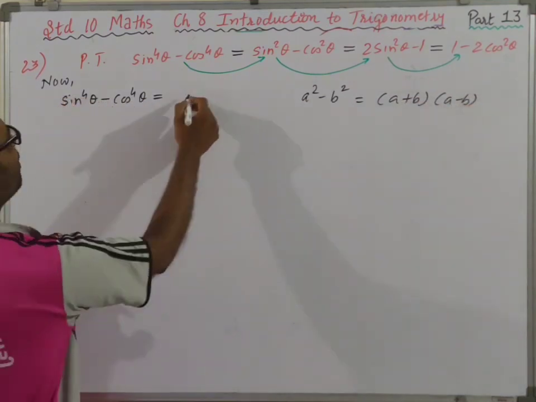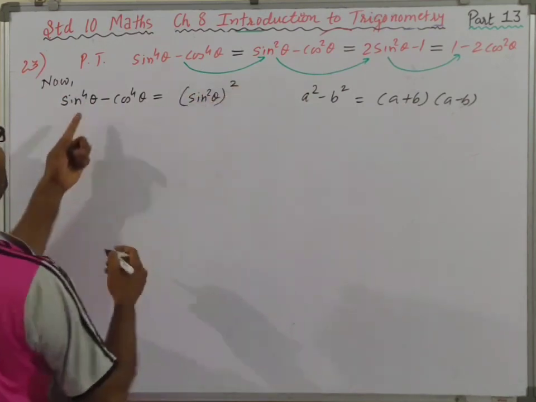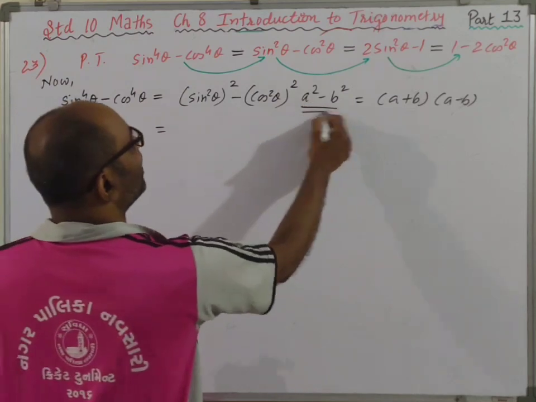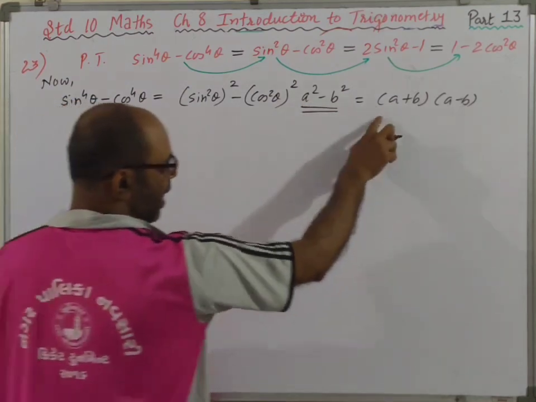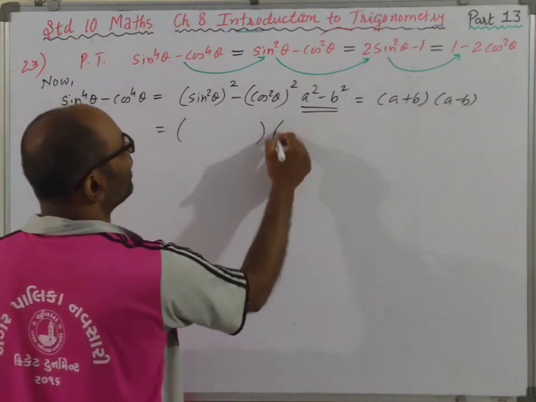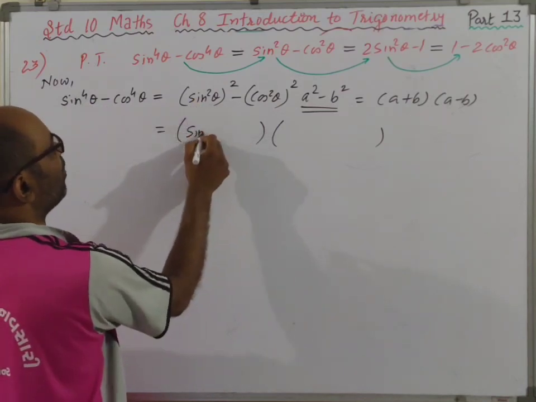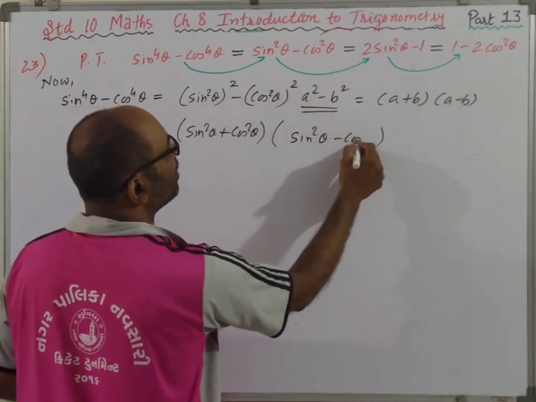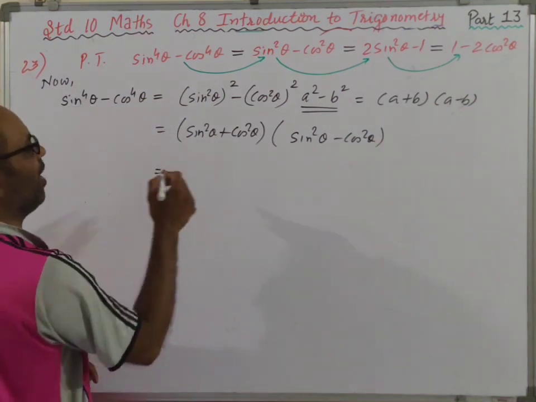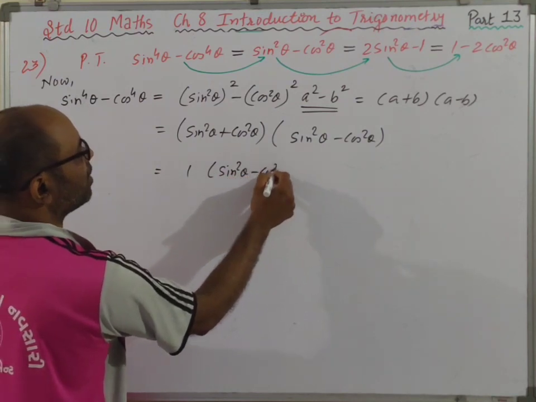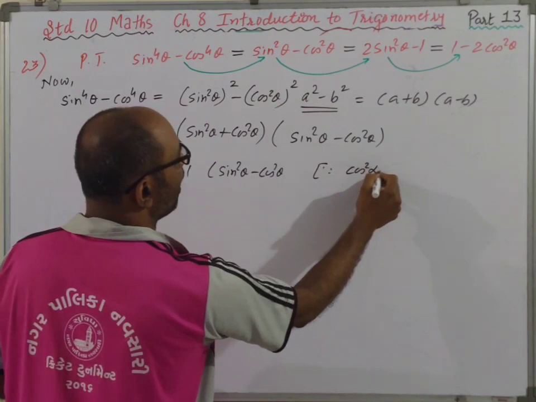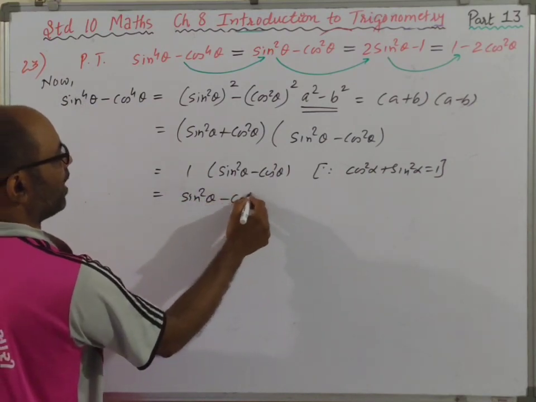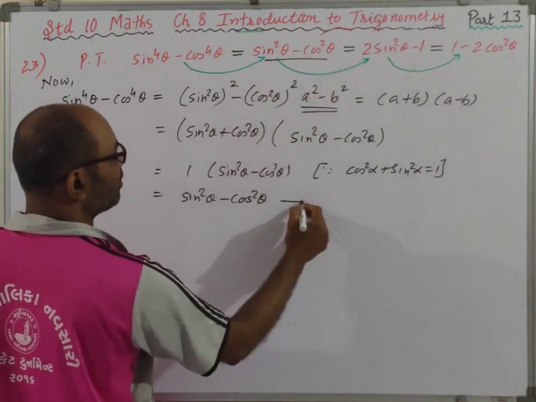So let's use that. First, sin square theta whole square, because the degree is raised to 4. Minus cos square theta whole square. Now it looks like a square minus b square form, isn't it? So a plus b into a minus b. So first bracket into second bracket. But what is a? Sin square theta, and b is cos square theta. Compare, so a plus b is sin square theta plus cos square theta, and a minus b is sin square theta minus cos square theta. Wow! What is sin square plus cos square? 1 into sin square theta minus cos square theta, because cos square alpha plus sin square alpha is equal to 1. And that is equal to sin square theta minus cos square theta. You got this? This is the result 1.